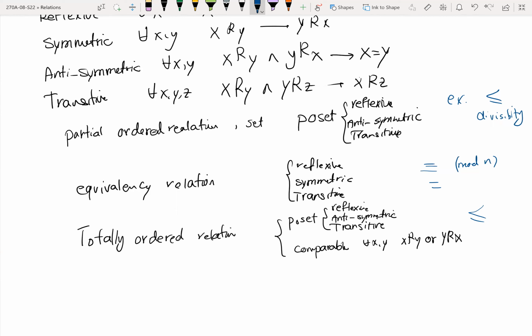So the last thing we stopped was just the class of equivalence. We were trying to make the class of equivalence.